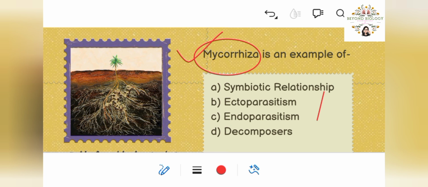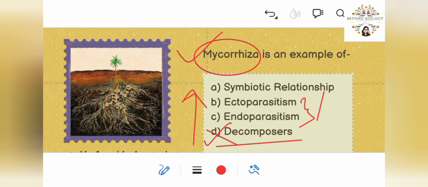So now let's understand what is mycorrhiza. Though I have already discussed it, I will discuss it again from the options this time. I will go from option D to A. So what are decomposers? Decomposers are organisms that convert complex organic matter to simpler ones. So decomposers is not the option. What are ecto and endoparasitism? We have already discussed this many times.